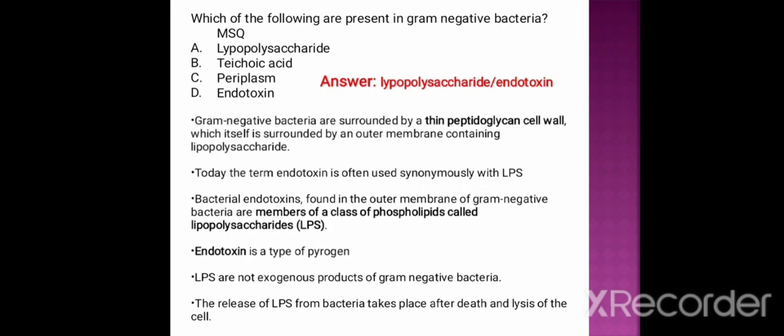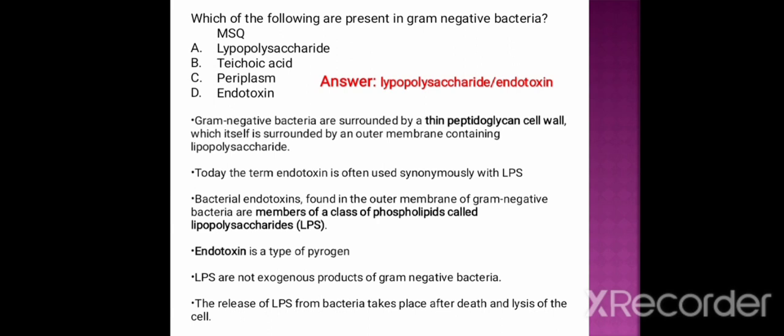Teichoic acid is present in gram-positive bacteria, whereas lipopolysaccharide and endotoxin are present in gram-negative bacteria. Gram-negative bacteria are surrounded by a thin peptidoglycan layer, which itself is surrounded by an outer membrane containing lipopolysaccharide. Today, the term endotoxin is often used synonymously with LPS. Bacterial endotoxins found in the outer membrane of gram-negative bacteria are members of a class of phospholipid called lipopolysaccharide.